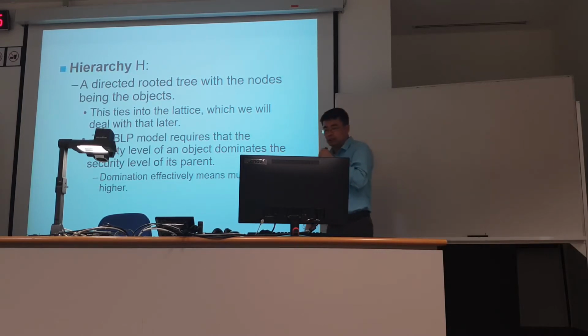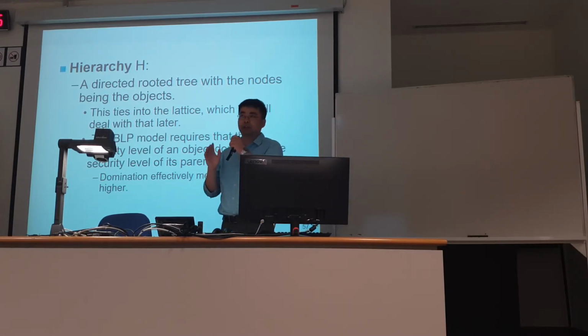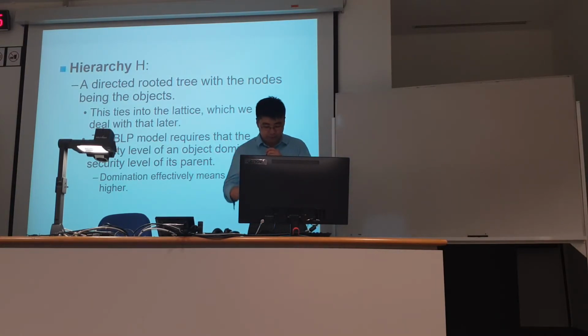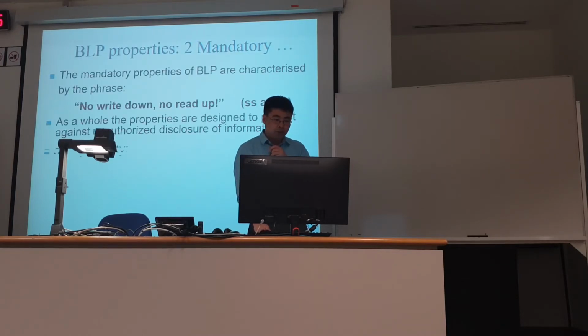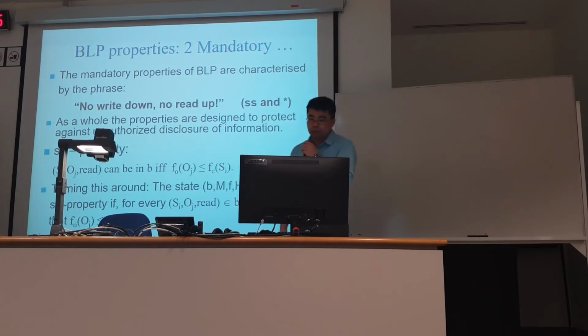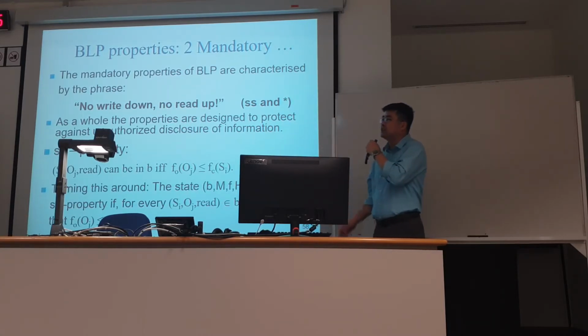In this BLP model, actually the hierarchy is quite simple. You can simply use a tree to represent the hierarchy. But in the multilateral model, it becomes a so-called lattice, a multi-dimensional data structure. In this case, it's still quite simple because we only have one dimension. So the two rules related to the levels of the subjects and the objects are no read up, no write down. These are the two rules defined by the BLP.